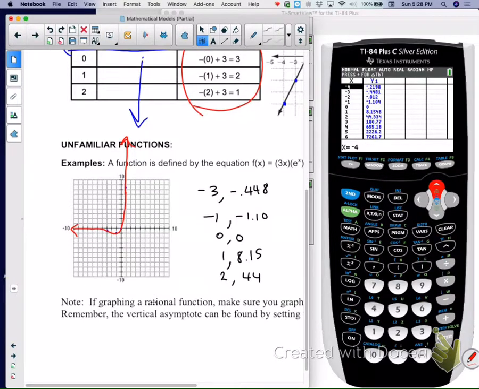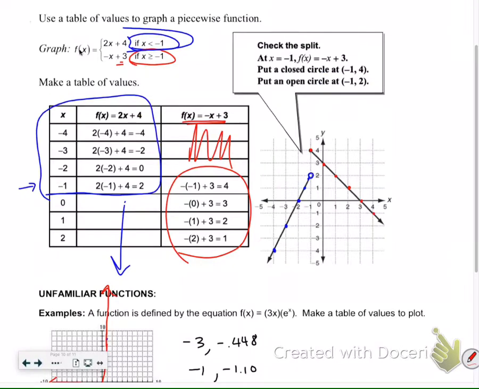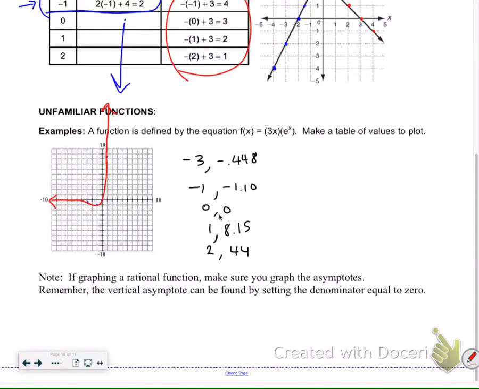All right. Last little comment here is that if you have a rational function, make sure that you are graphing those asymptotes. The vertical asymptote, you can set that denominator equal to 0, and then the horizontal asymptote, which I don't have down here, but the horizontal asymptote can be found, well, it's on your paper, by plugging in large values of x.